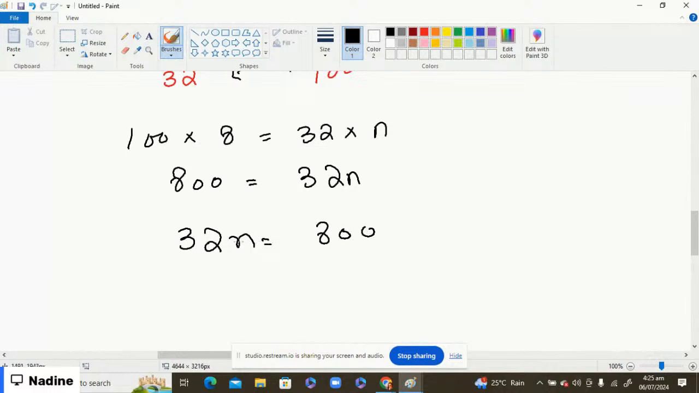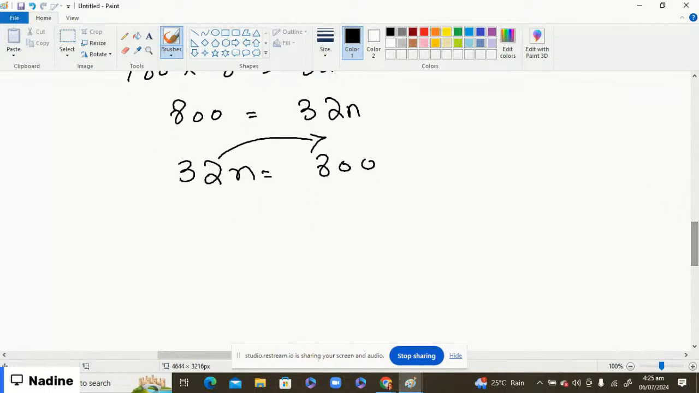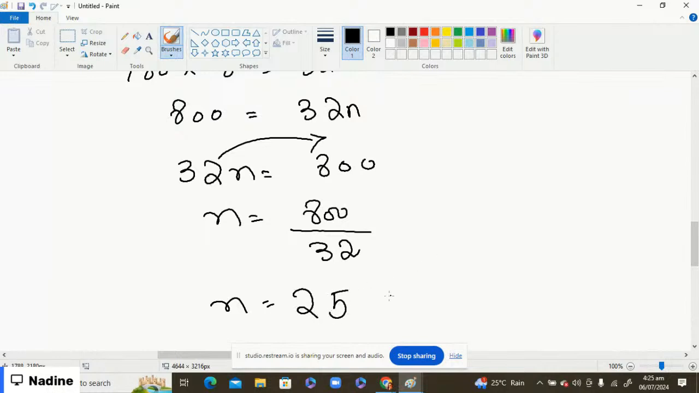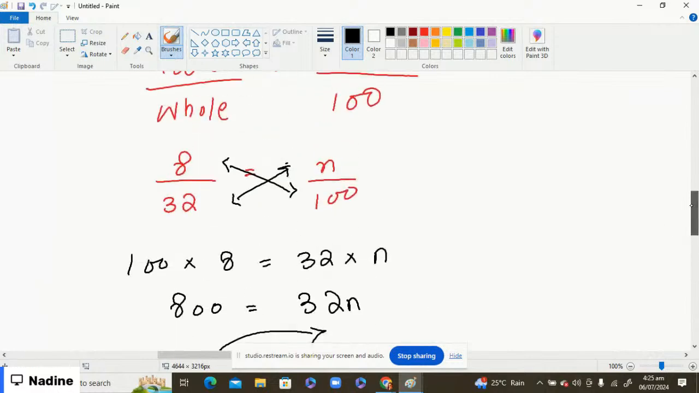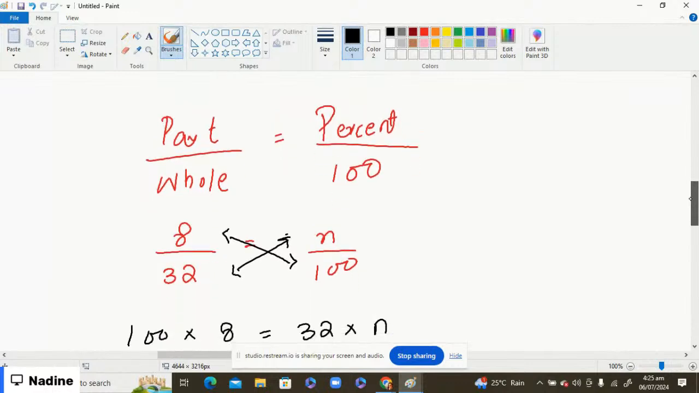Now here, 32 is multiplied with this n. When it's moved to this side, it becomes division. So n equals 800 over 32. What is the value of n? You divide it and tell me the value of n. The answer I got is 25, and this is your answer. Here is the question, and we have done it this way.